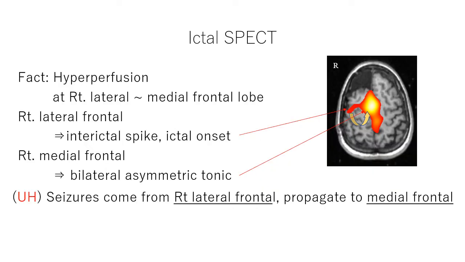The patient received ictal SPECT, which showed hyperperfusion in the right lateral to medial frontal lobe. Right lateral frontal is the area of interictal spike source and ictal onset. Right medial frontal is the symptomatogenic zone of bilateral asymmetric tonic seizures. Based on the results, I hypothesized that seizure came from the right lateral frontal and propagated to medial frontal.